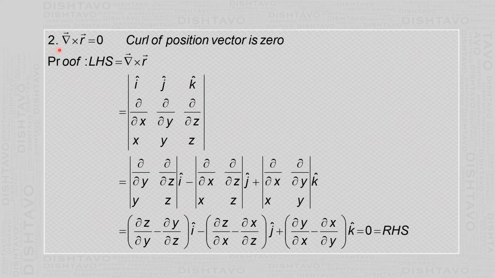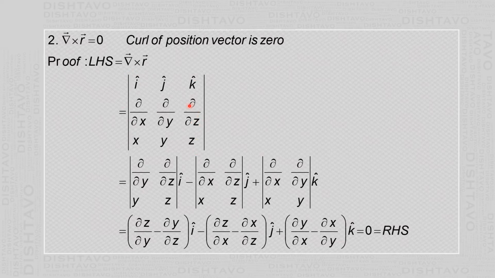The second identity is vector del cross vector r equal to 0. In words, it is the curl of the position vector equal to 0. So to prove this, let us start with the left hand side, which is del cross r. We use the formula for the cross product, which is evaluated as a 3 by 3 determinant.